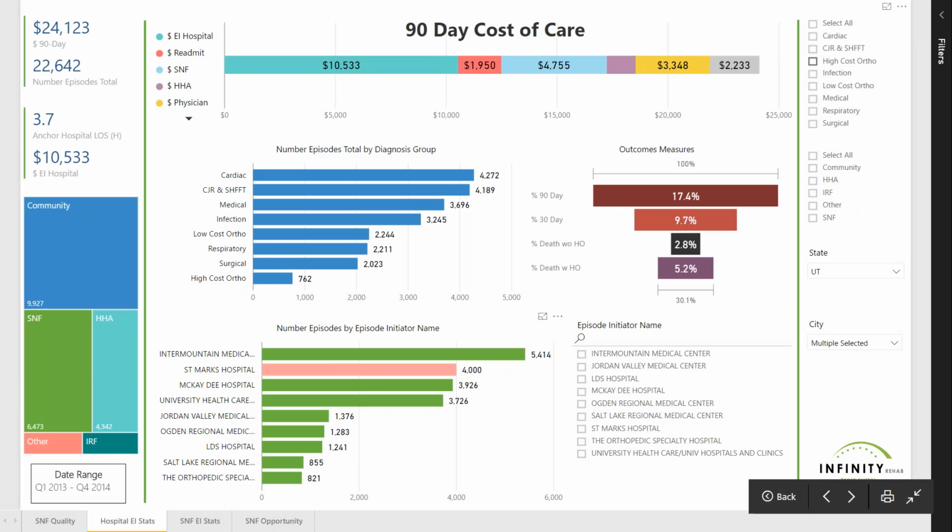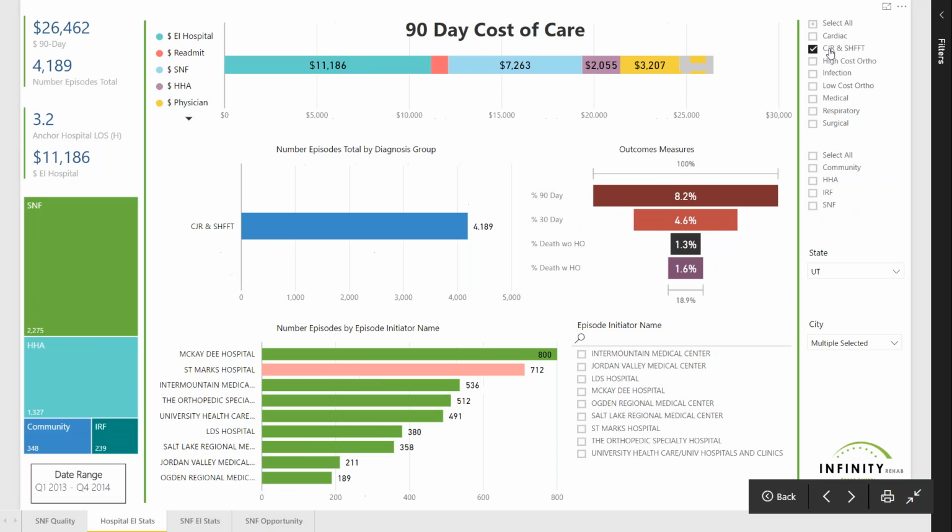Secondly, how about if we just look at CJR? So here's the market average, and let's just click on the hospital.